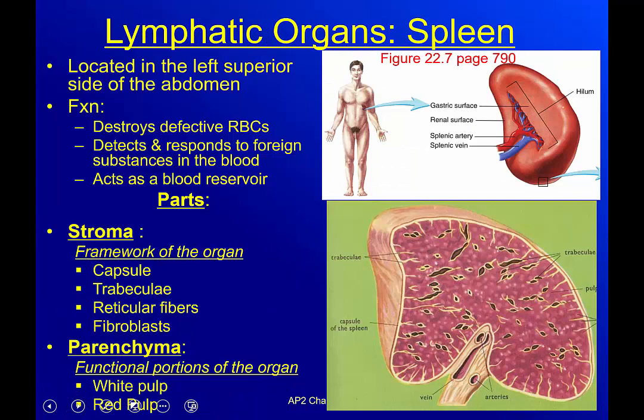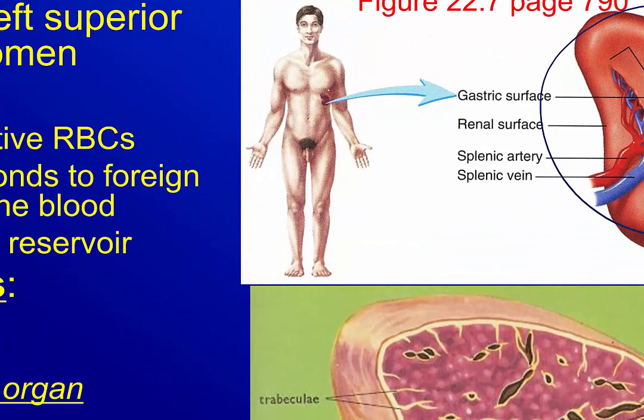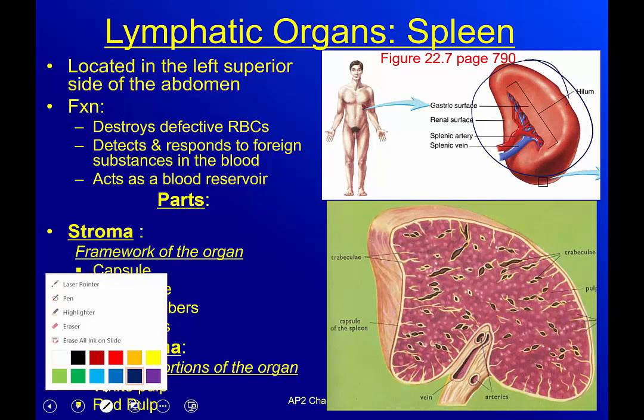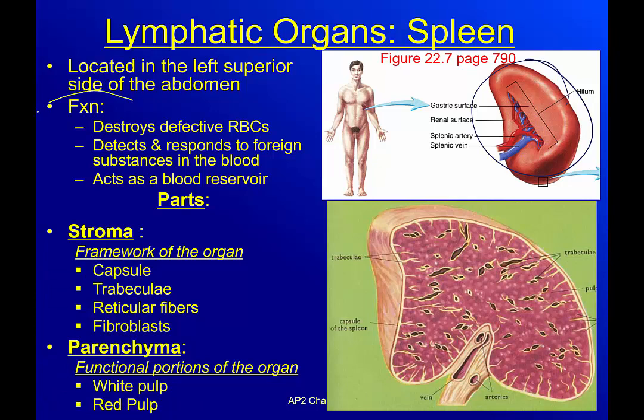Now, the spleen. The spleen is actually an organ that is located up here, okay? So it's in the left superior side of your abdomen. What are the functions? Functions. 1, it destroys defective red blood cells. When red blood cells start to die because they have that finite lifespan, they kind of become misshapen. They get caught in the spleen, and the spleen gets rid of them because we need to recycle.